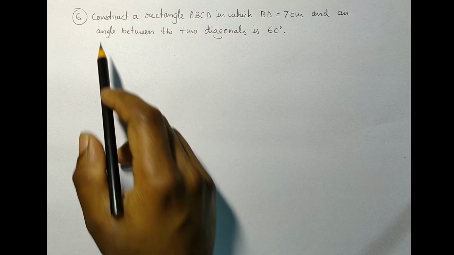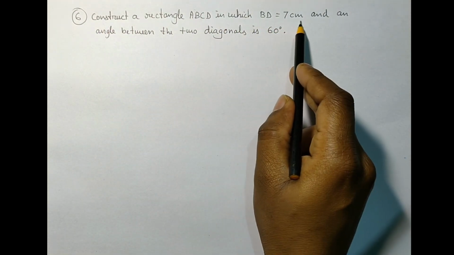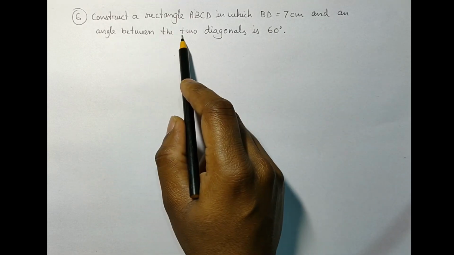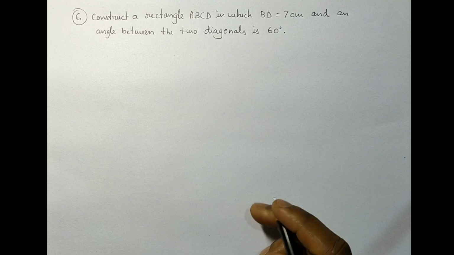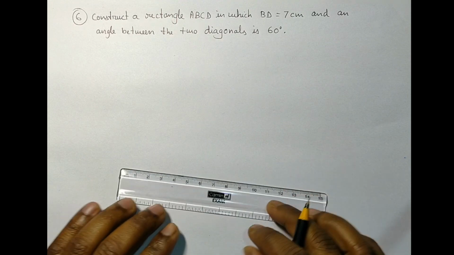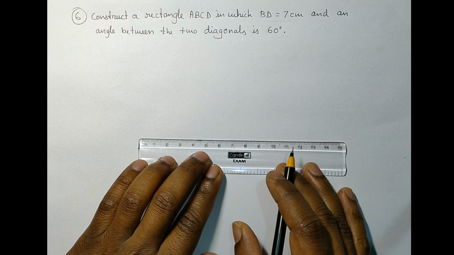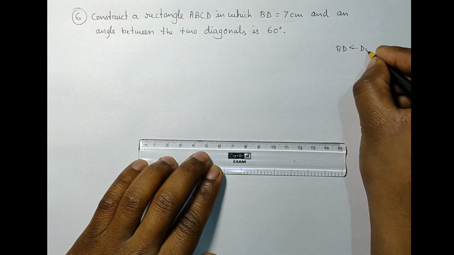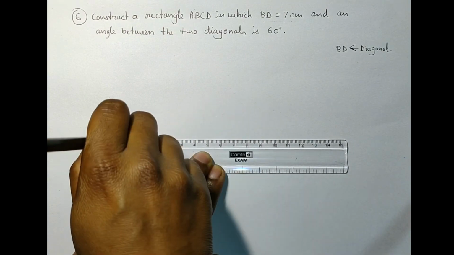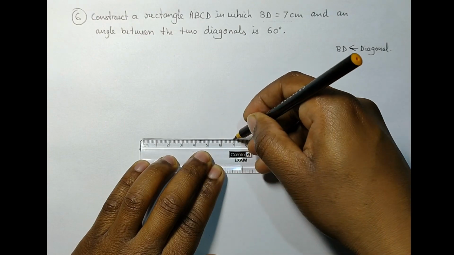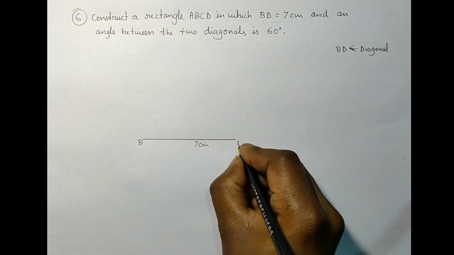Next question. Construct a rectangle ABCD in which BD is equal to 7 cm and the angle between the two diagonals is 60 degrees. Now let's draw BD, which is given to be 7 cm, and logically BD is a diagonal. So let's draw BD, which is 7 cm. Let's write the measurement and label it.